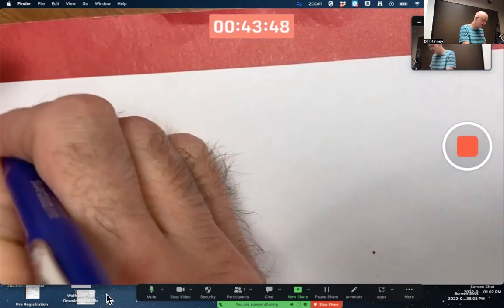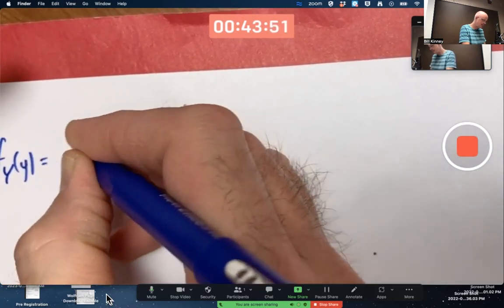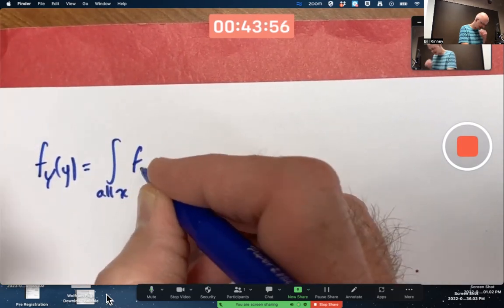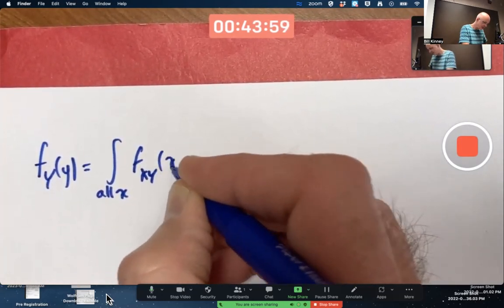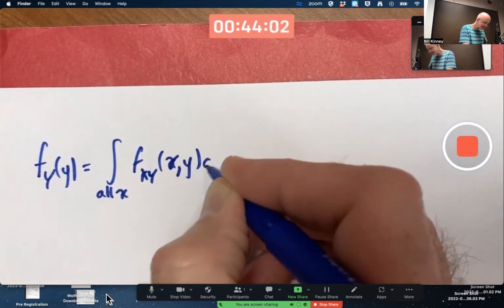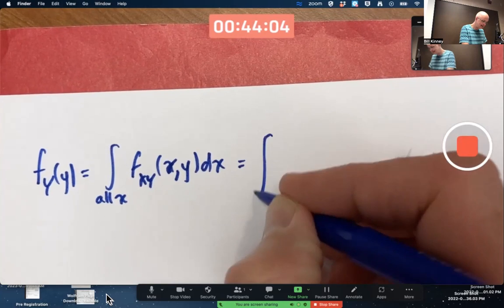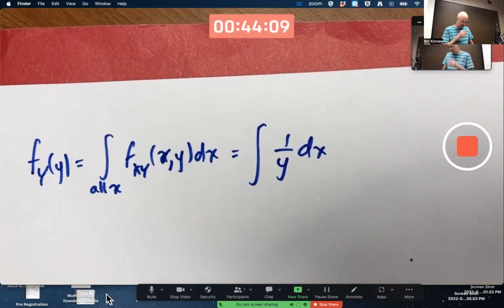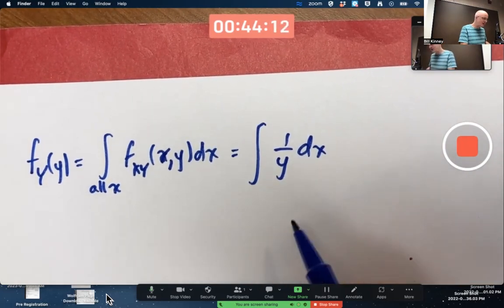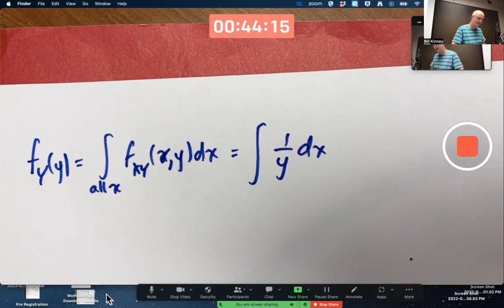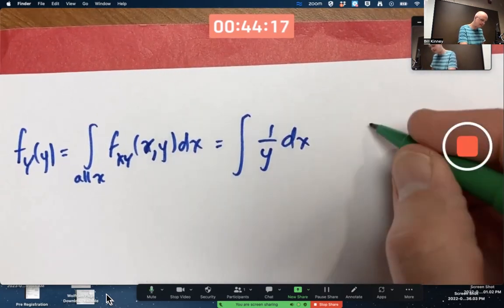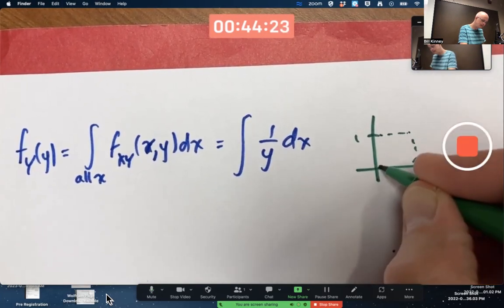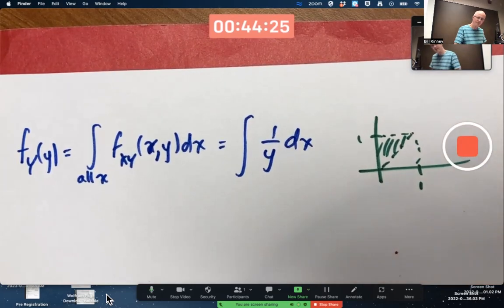How about the other marginal PDF? We haven't found the other one yet. F sub y of y: integrate over all x the joint PDF with respect to x. Integrate 1 over y dx. Really? Yes. But what are the limits of integration on x? Go back to your picture. There's d.